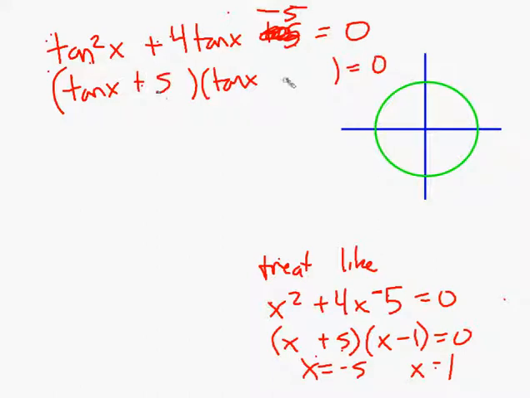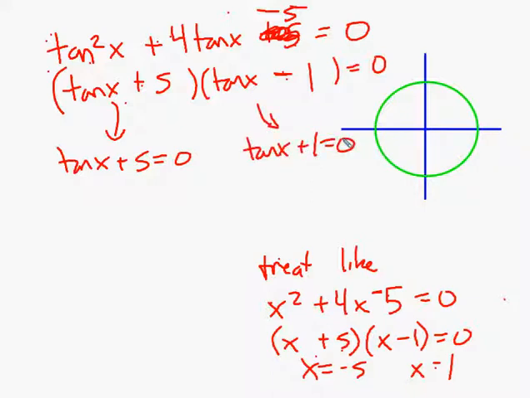Plus 5 and minus 1. Same idea, right? And then I'm going to say, well then tan x plus 5 equals 0, or tan x plus 1 equals 0. And then I say, well tan x equals negative 5, or tan x equals negative 1. And if I inverse tan both of those, I'm going to have lots of answers here.